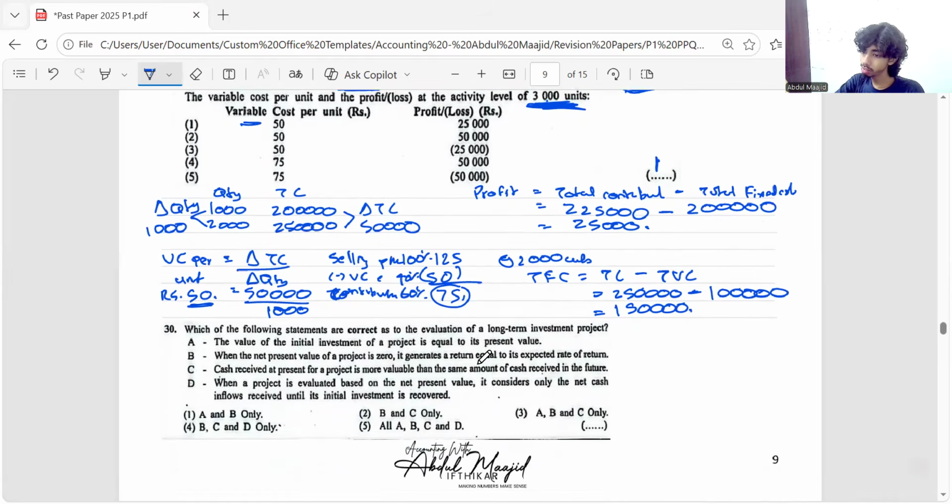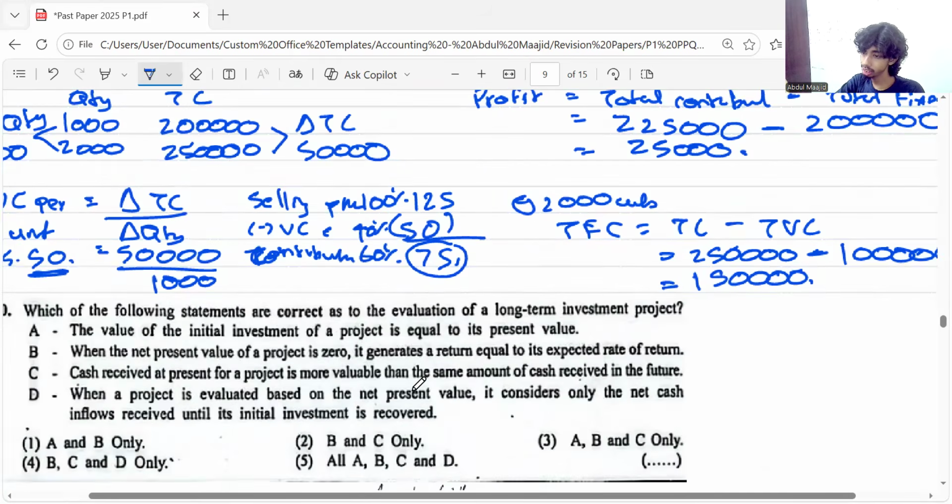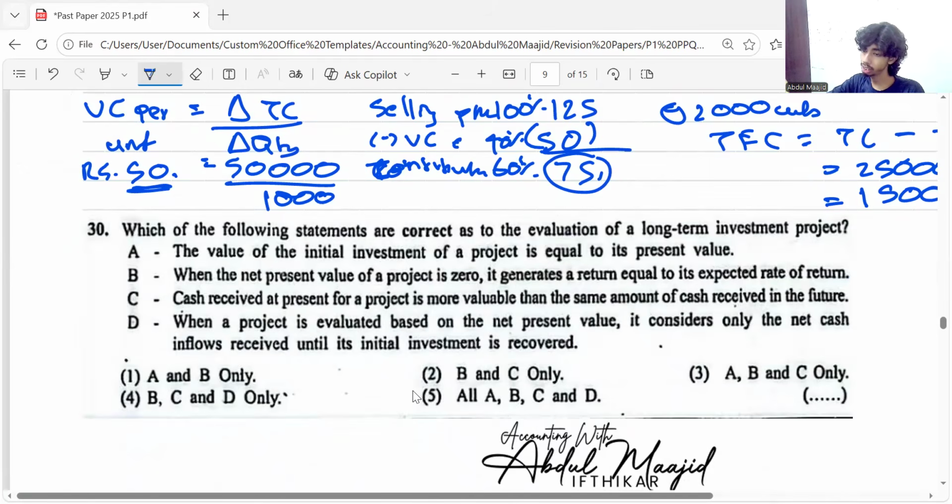Then the 30th one, which of the following statements are correct as to the evaluation of long-term investment project? A, the value of the initial investment of a project is equal to its present value. In year 0, the cash flow of year 0 is called initial investment, right? The present value of year 0 will be equal to that initial investment amount. There is not going to be a difference, because the value of money today will be equal to the value of money today. There will be a difference in the value of money in later years. So that is correct, because the discounting factor of year 0 is always 1.